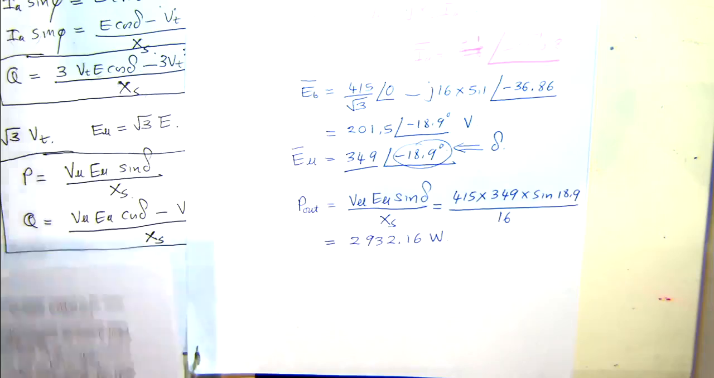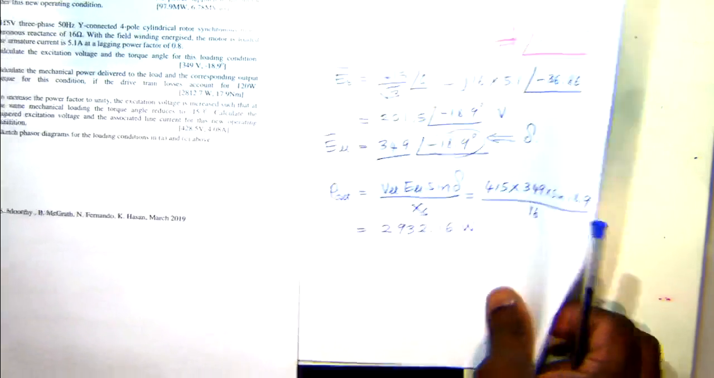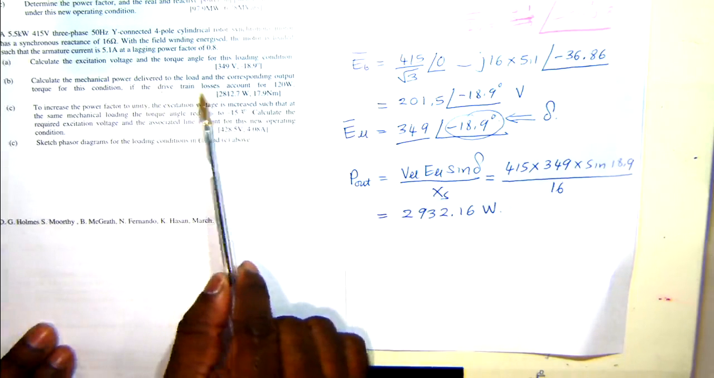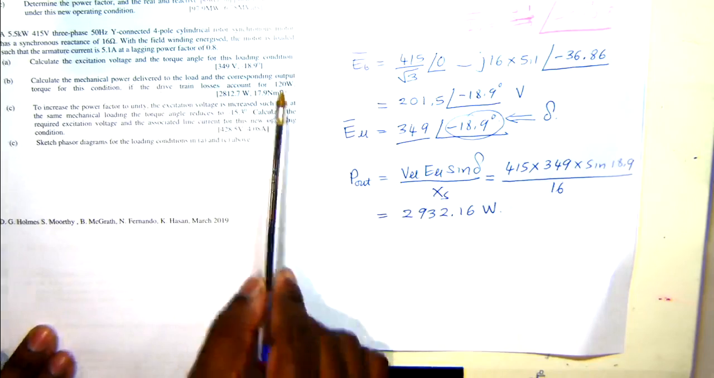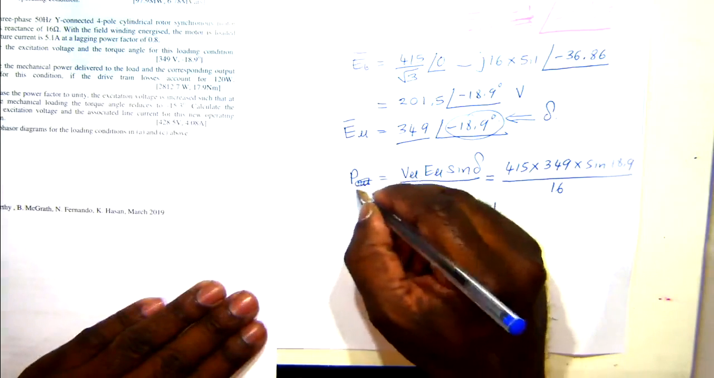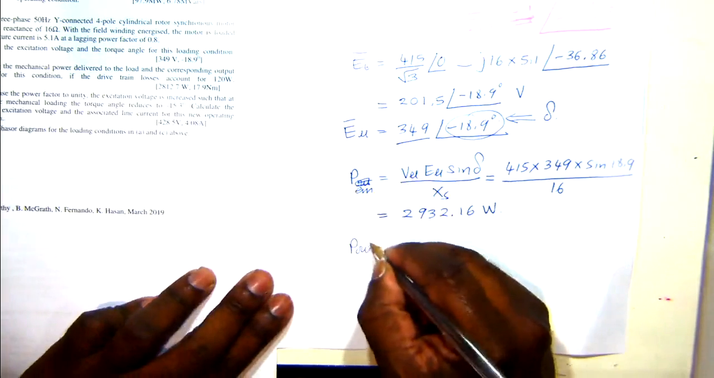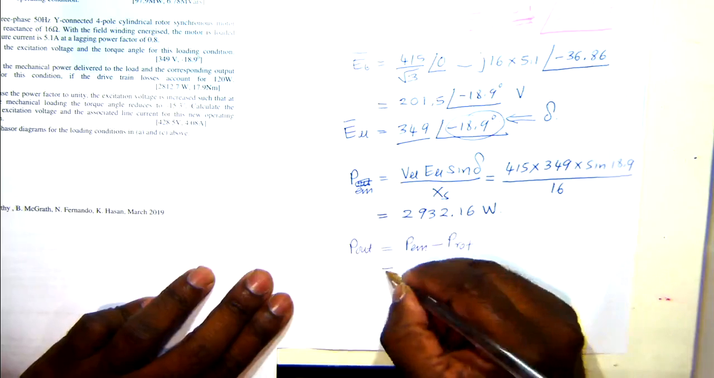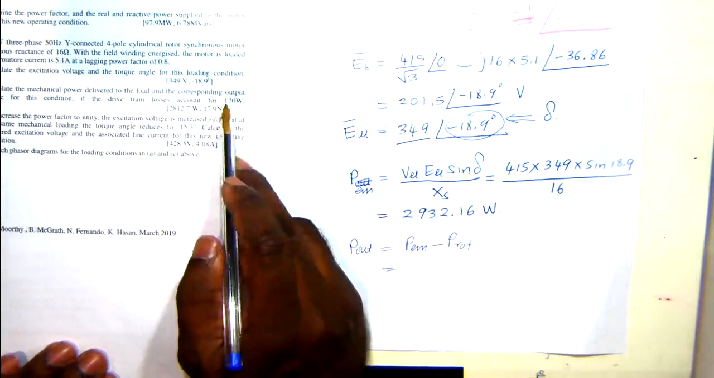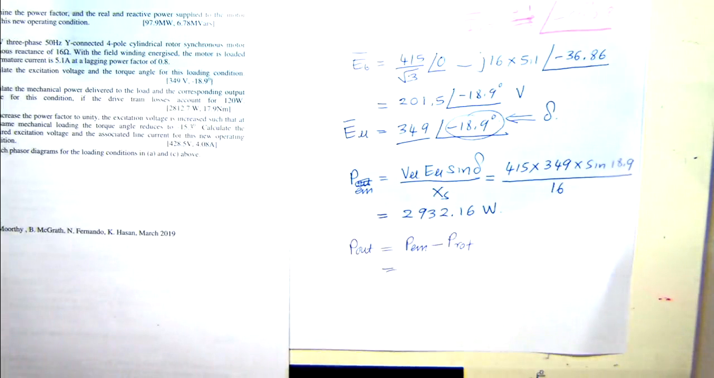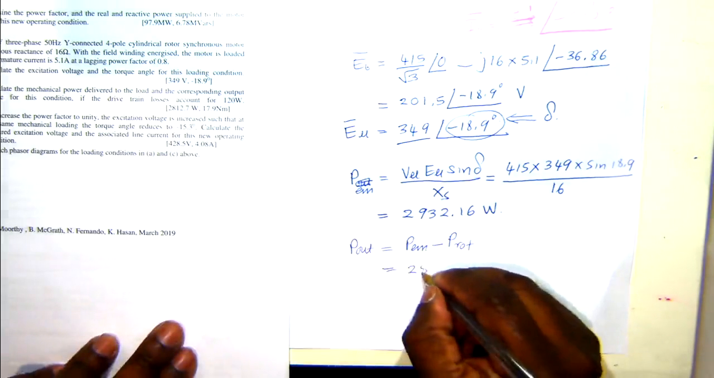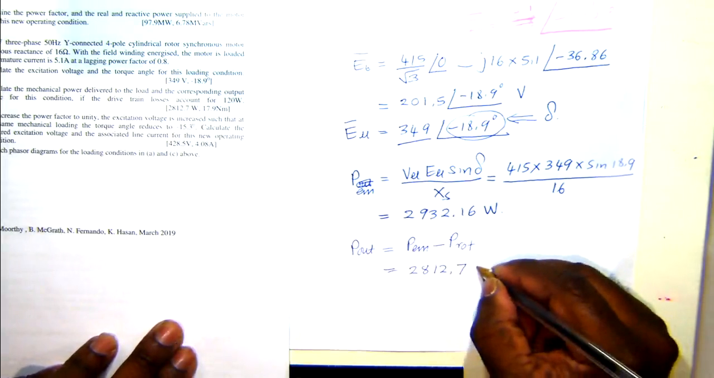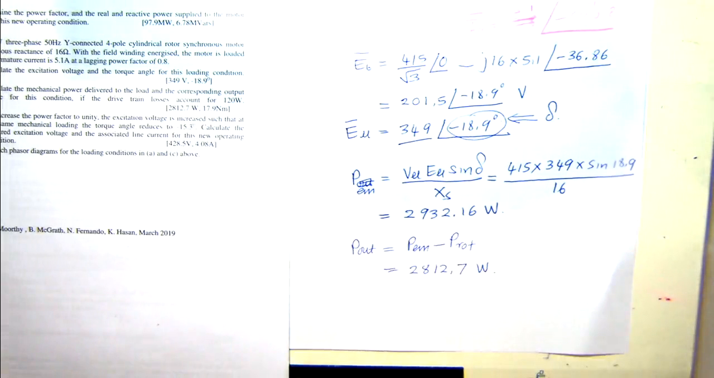We also need to account for the rotational losses. So this is the electromechanical power, and the drivetrain losses account for 120. The output power is the electromechanical power minus the rotational losses. So this is given as 120 here. If you subtract 120, you'll get 2812.7 watts. That's the output power.